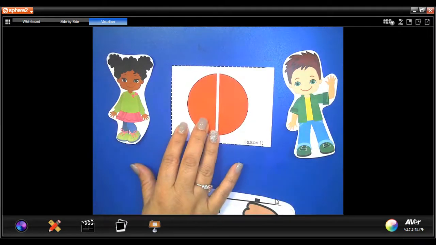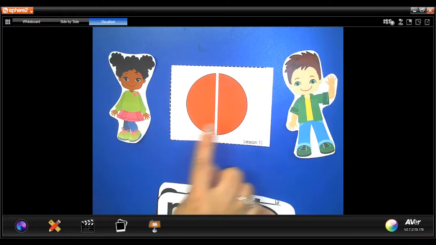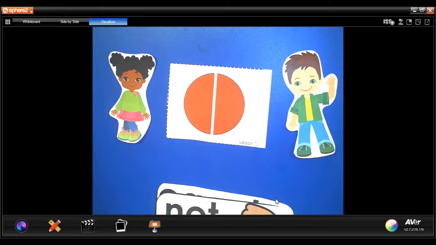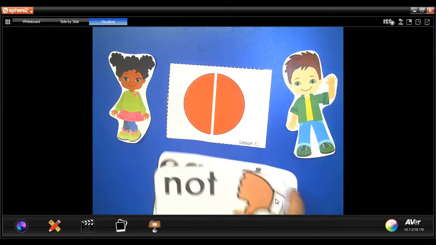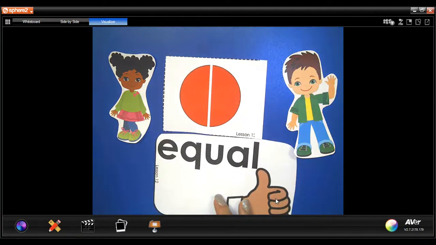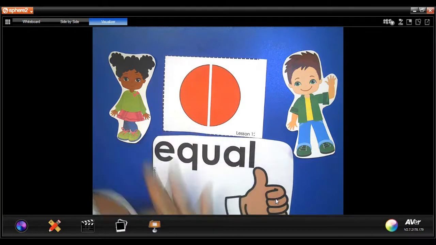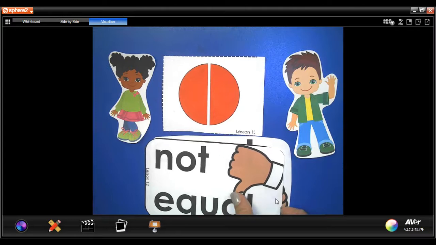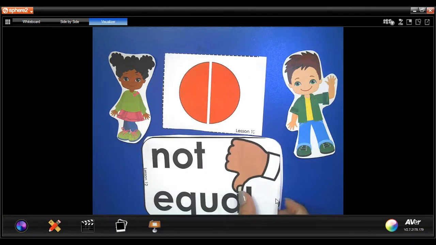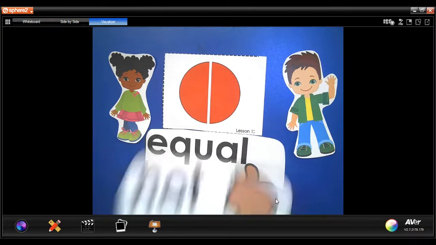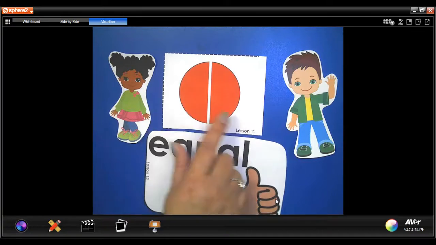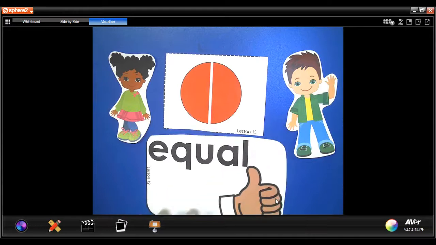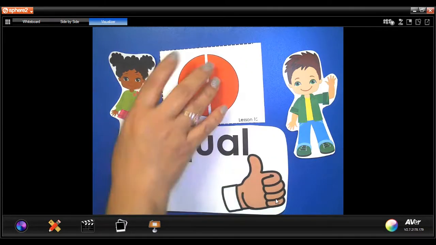Let's look at this circle. This side is for the girl, and this side, or share, is for the boy. They're sharing the circle. Is that equal? Are they both going to be happy with what they get? Or is it going to be not equal? Is somebody going to be mad and somebody might be happy, or both of them are going to be mad? What do you think? This one is equal. It's the same size. So she's going to get the same size as he is. So they're both happy and it's equal. All right.